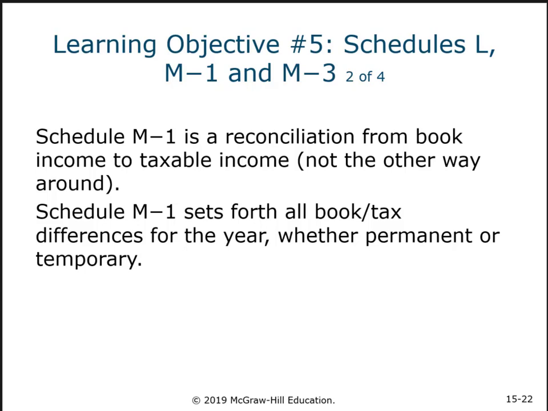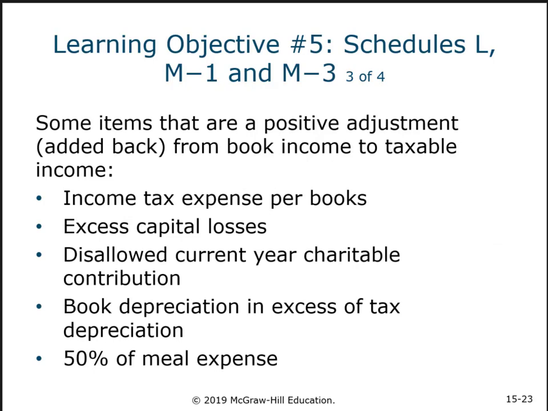Some are added, some are subtracted. Some are positive adjustments. They're added back to book income to get taxable income. You'll see some listed there. So if you're over the current year charitable contribution, that only applies to taxes. The meal expense, 50% reduction, that sort of thing. And then those are the differences.